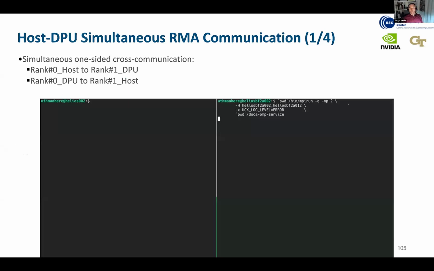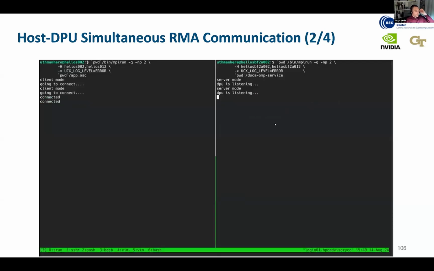Okay, let's see a more complex example using host DPU simultaneous RMA communication. What we are going to see here is that simultaneously we cross communicate the host and the DPU. So rank 0 host will put data in rank 1 DPU, and rank 0 DPU will put data in rank 1 host. So we have to start the service again in the DPUs.